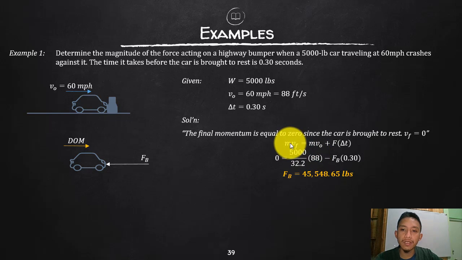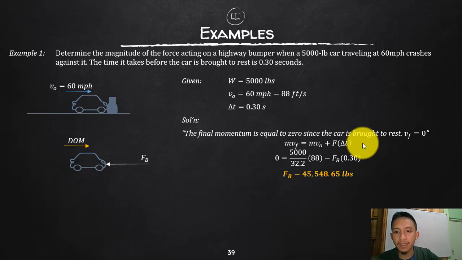So if you substitute your VF, even if we have a mass there, we can compute the mass from your weight. You can divide your weight by your gravity, isn't it? What is gravity in feet per second squared? That is 32.2. So we can get the mass from this, but your final velocity is still 0, so the final momentum will be 0. Again, because the car will be at rest after 0.3 seconds.